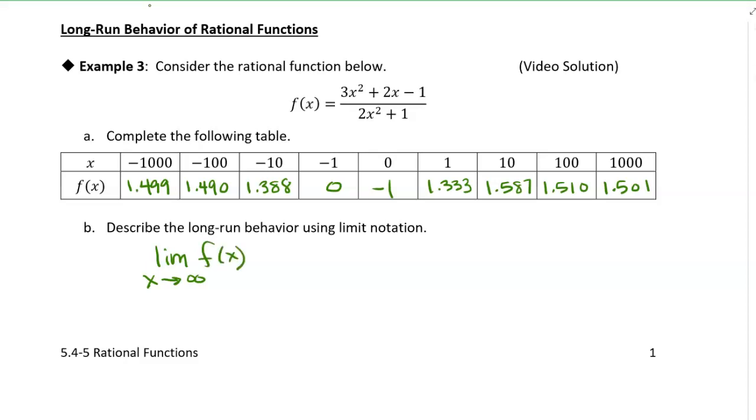All right, so I'm taking the limit as x approaches positive infinity of f of x, and it appears to be going to 1.5. Same way with the limit as x goes to negative infinity. It also looks like it's going to 1.5. So that's how I would describe the long run behavior using limit notation.